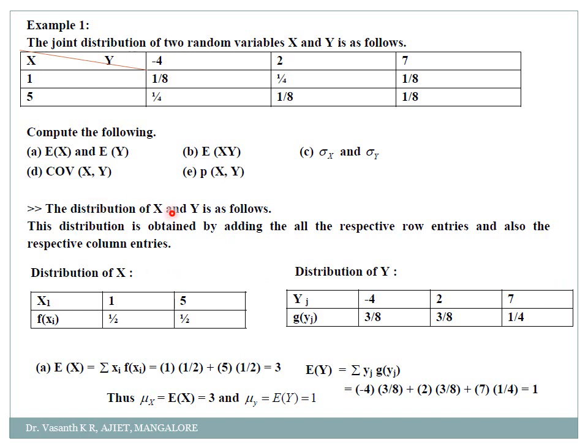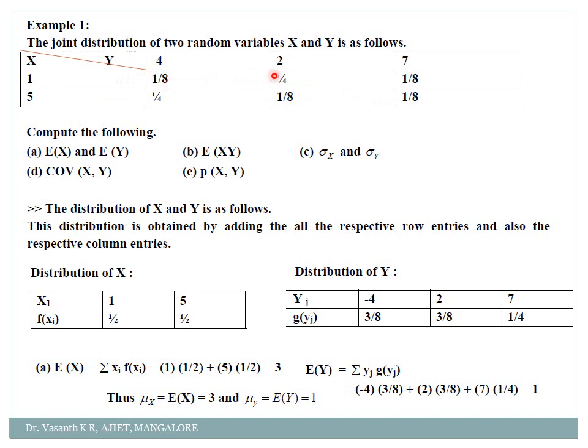So before starting with this problem, if you want to find expectation of x, what is the formula? It is simply summation of x into its probability of x, correct? So we should have the probability of x separately, the distribution of y separately, correct? So how to get the distribution of x? The distribution of x is obtained by adding the values of x. Okay, so the distribution is obtained by adding the respective rows of their entries and also their respective column entries. So distribution of x, xi: x will take the values 1 and 5, correct? So add these values together.